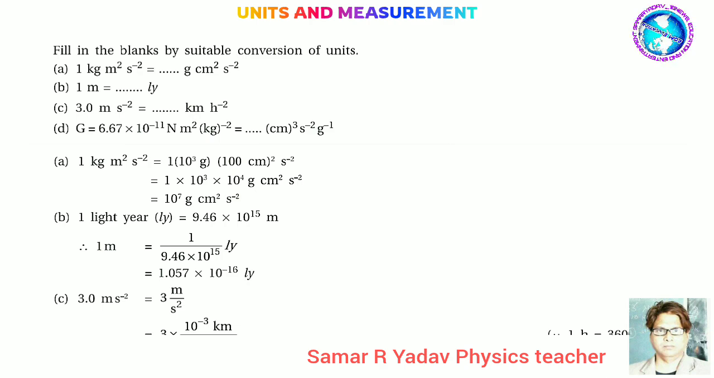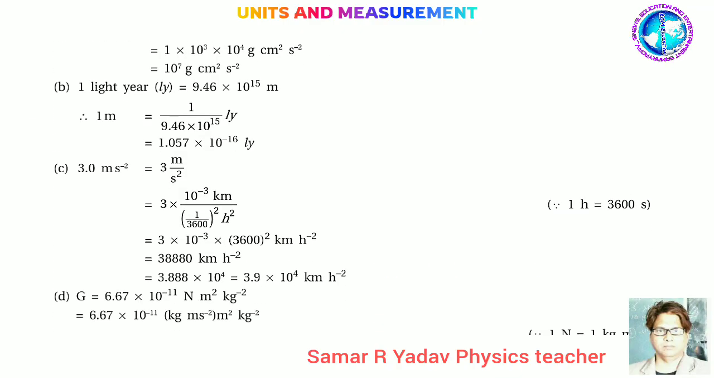Answers. A: 1 kg meter square per second square is equal to 1 into 10 power 3 gram into 100 centimeter square second to the power minus 2, which is 1 into 10 power 3 into 10 power 4 gram centimeter square per second square, equal to 10 power 7 gram centimeter square per second square. B: 1 light year is equal to 9.46 into 10 power 15 meter. So 1 meter is equal to 1 upon 9.46 into 10 power 15 light year, which is 1.057 into 10 power minus 16 light year.